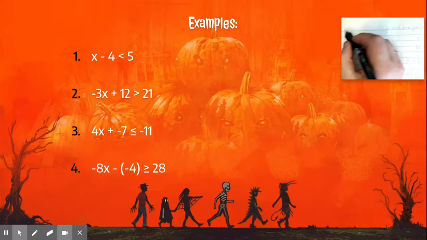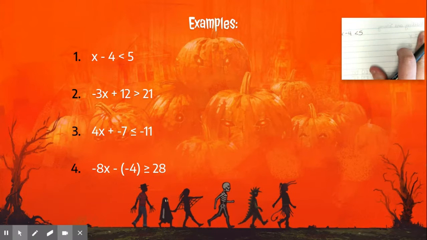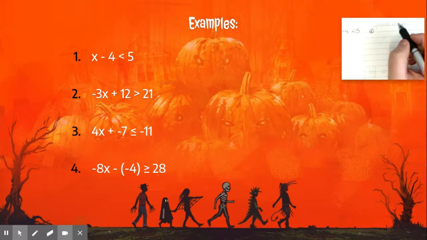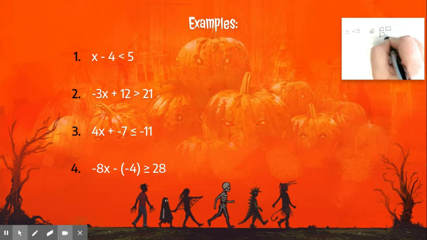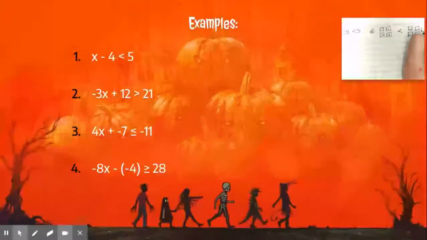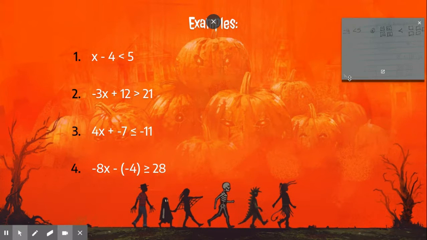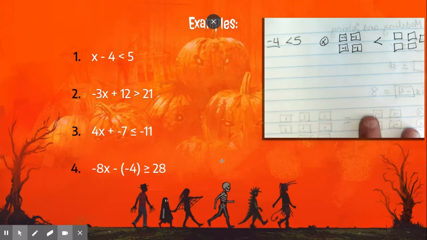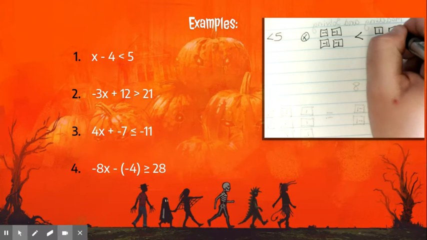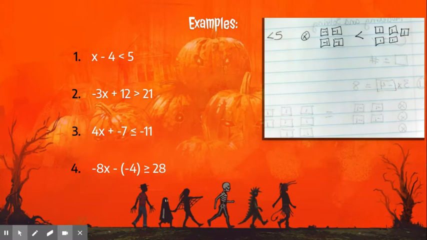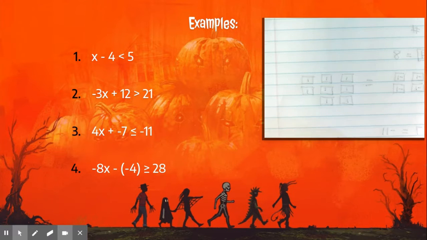So number 1, x minus 4 is less than 5. So I'm going to have 1x minus 4. Remember that minus 4 is a negative, so we're going to have 4 negatives. Negative 1, negative 1, negative 1, negative 1. Okay, and this time I'm going to have a less than, and then I'm going to have 5 over here. Let me make this bigger for you. And then these are all 1s. Simple enough?